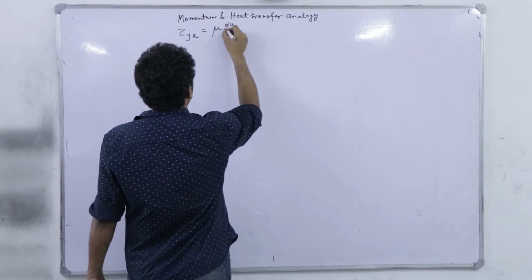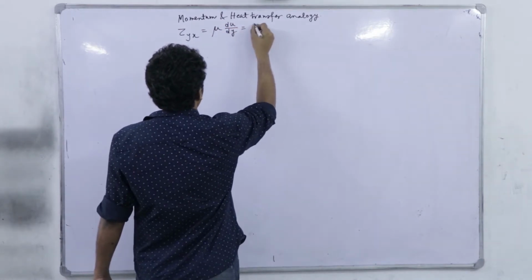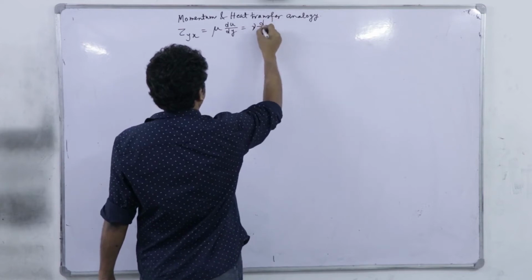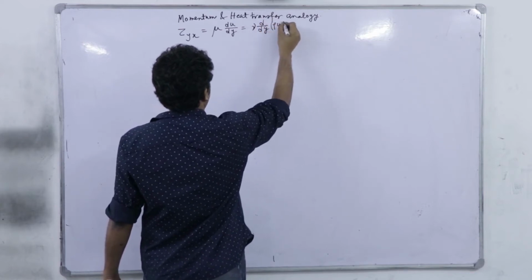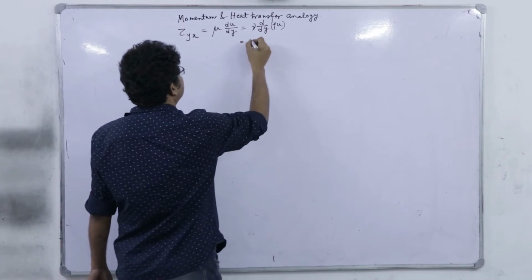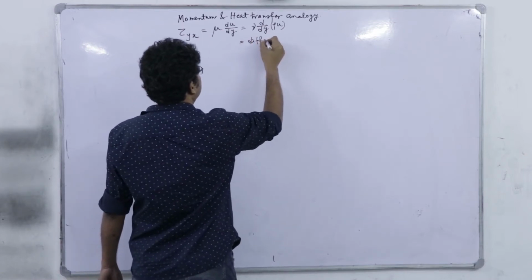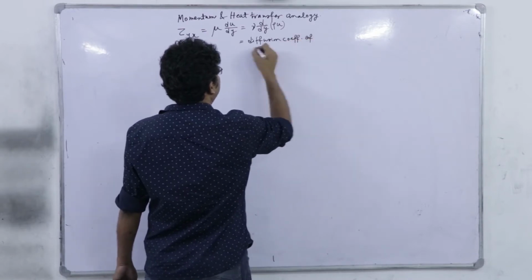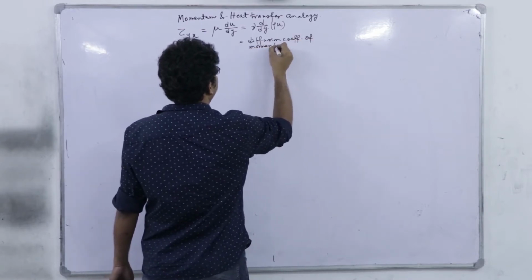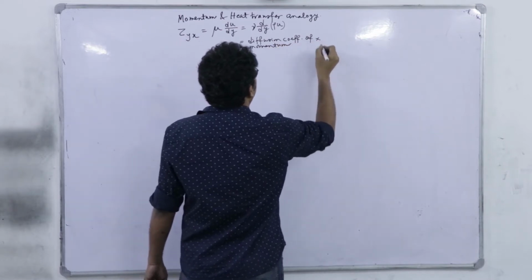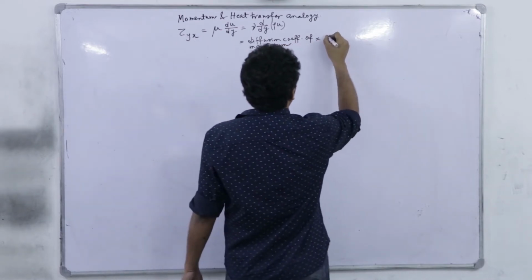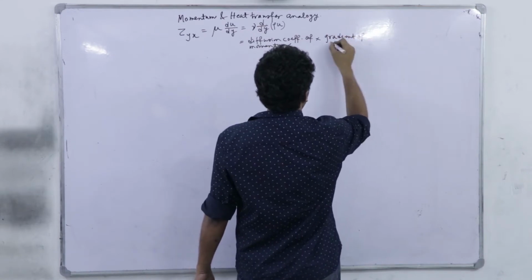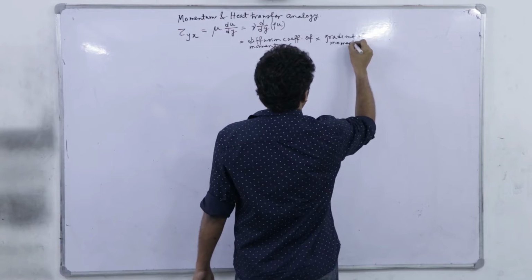mu into du dy, and we have already discussed that it can be written as d dy of rho into u, right. So, this is basically the diffusion coefficient of momentum multiplied by the gradient of momentum concentration.